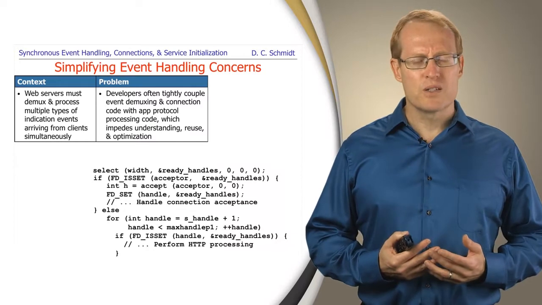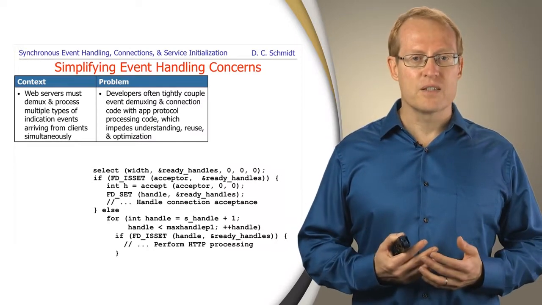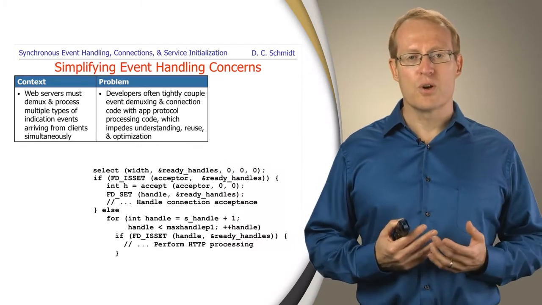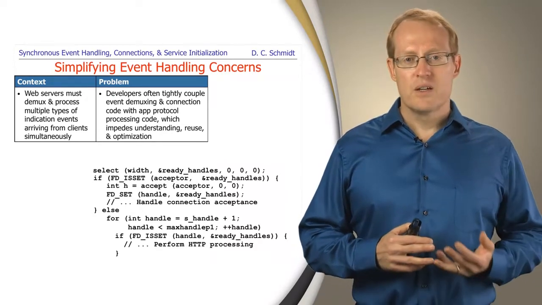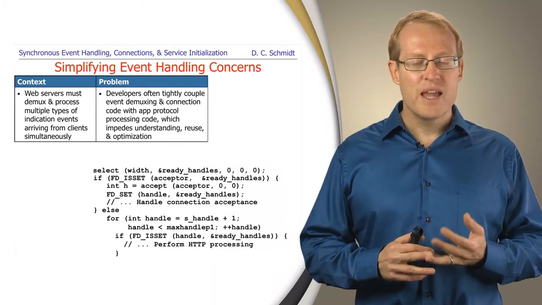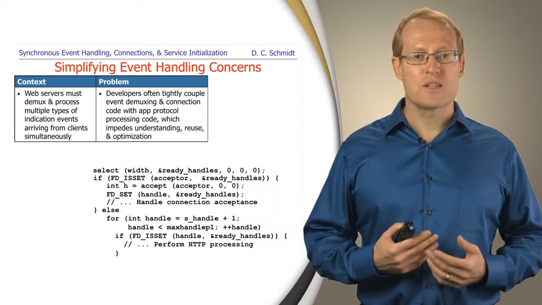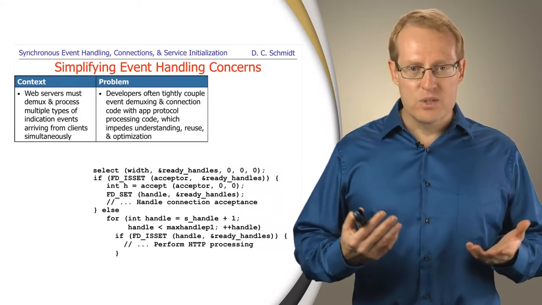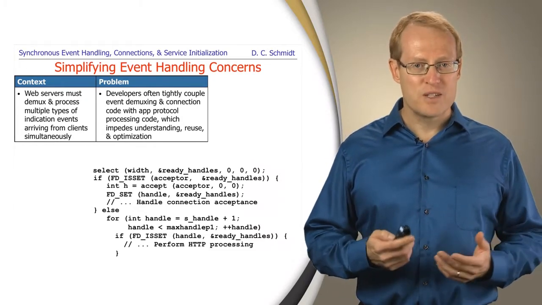Typically, when people implement solutions in this way, they tend to tightly couple a number of concerns. They couple concerns for event multiplexing and demultiplexing, service establishment, connection establishment, and service initialization. And those things all get glommed together with the actual protocol processing done, in our case, using HTTP. Let's take a look at a little bit of a code fragment that illustrates these problems.